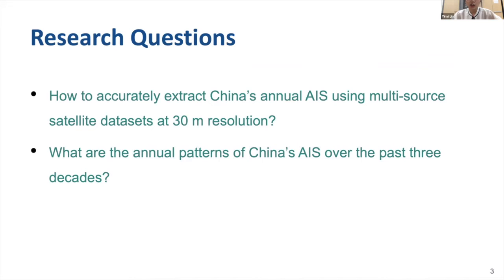The first is how to accurately extract China's annual impervious surfaces using multi-source satellite datasets, and also what are the annual patterns of the AIS over the past 3 decades.